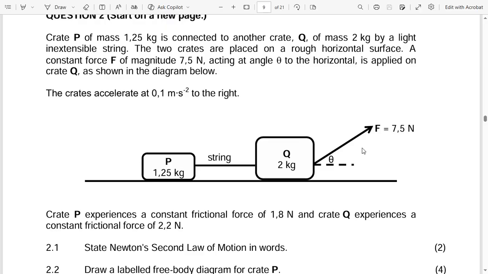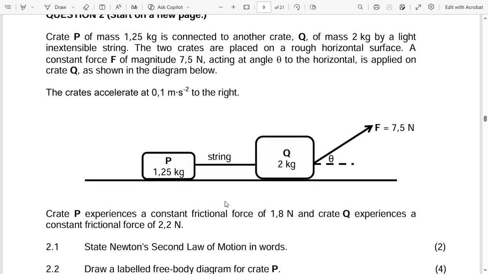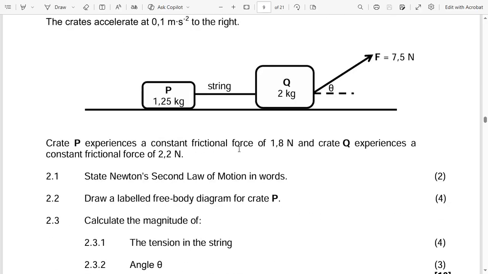A constant force of magnitude 7.5 acting at an angle theta to the horizontal is applied on crate Q. As shown in the diagram, the crates accelerate at 0.1 meters per second squared, going to the right. So crate P experiences a constant frictional force of 1.8. I'm going to indicate that on my drawing. The frictional force on crate P will go in the opposite direction.